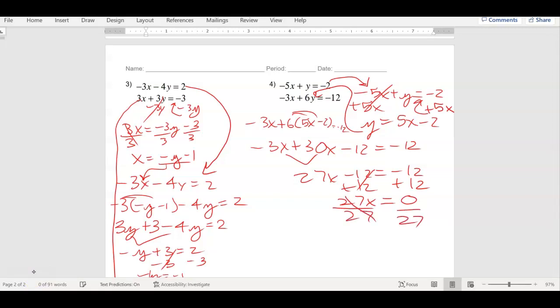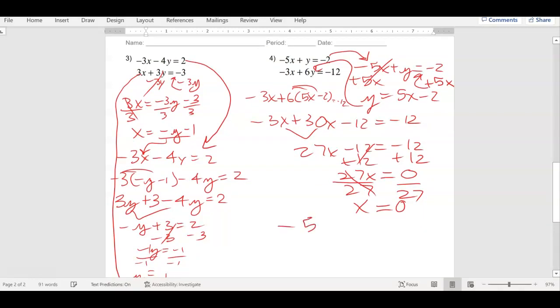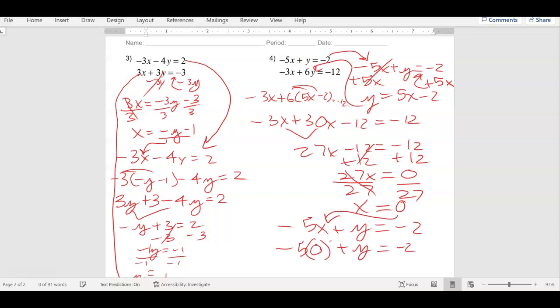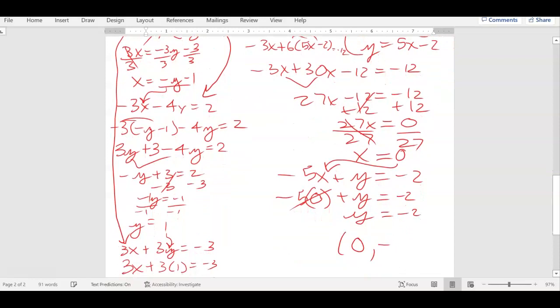Right. 0 over 27, which equals 0. You can write 0. And then plug that back into the original. This goes here. Negative 5 times 0 plus y equals negative 2. So y equals negative 2. Your x and your y are going to be 0, comma, negative 2.